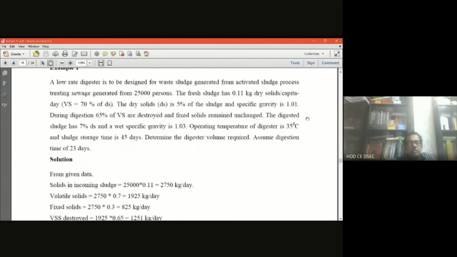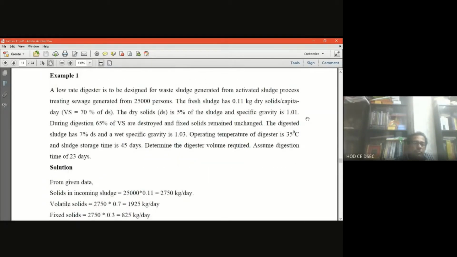Now let me solve the problem. This is the problem for finding out the volume of the digester. So the theory background of the numerical sums has first been explained to you, and then I am solving the problem. It is a design type problem, because you have to design the sludge digester, where the digestion takes place, that is, we have to find out the volume of the sludge digester. Now, what is the data input given? It is a problem related to a low rate digester. We have seen the high rate digester and the low rate digester, so it is a problem related to the low rate digester.